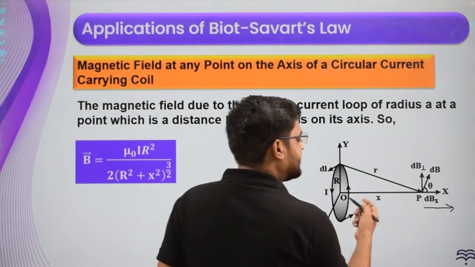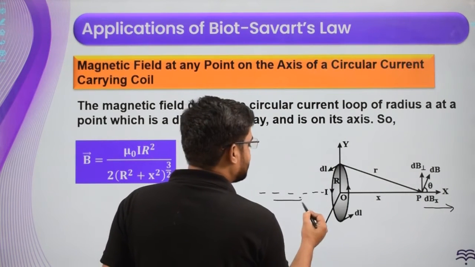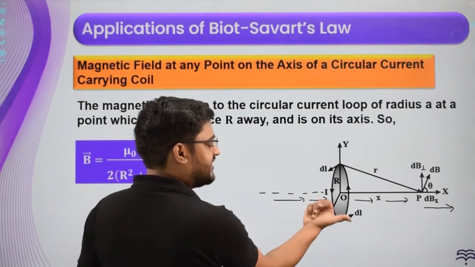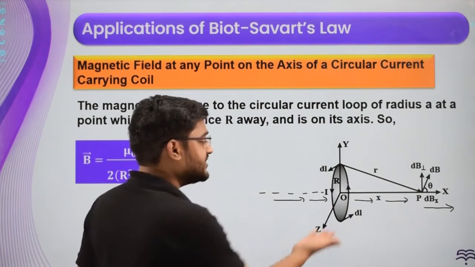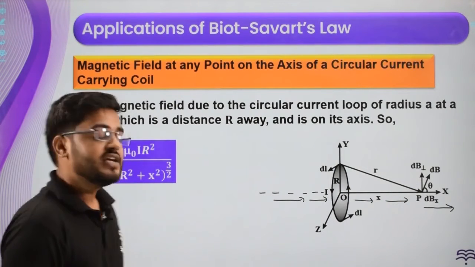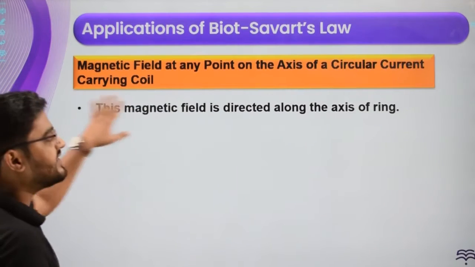So the direction over here is like that, and at the same time, if you are checking here also, the direction of the magnetic field is always like this. So using the right hand, you can get the direction of the magnetic field on the axis. So the direction of the magnetic field is always along the axis.